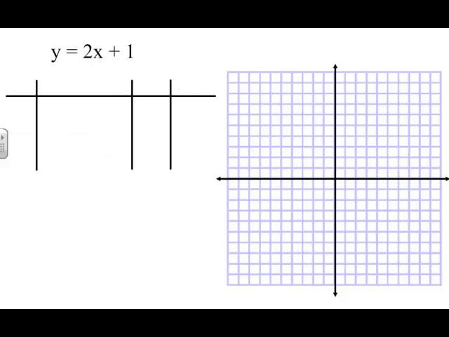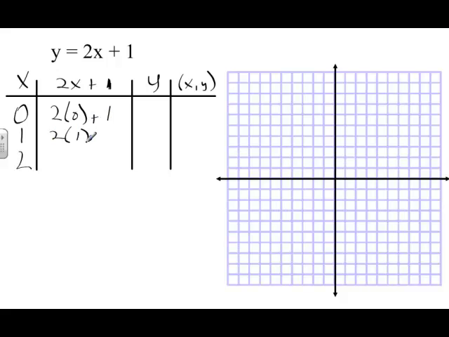Okay, next one. Our x, again, choose 0, 1, 2. Remember, you can choose whatever you want. I'm just telling you those are pretty easy to use. Then our y, then our ordered pair. So I'm going to have 2 times 0 plus 1, then 2 times 1 plus 1, then 2 times 2 plus 1. Okay, 0 plus 1 is 1, 2 plus 1 is 3, 4 plus 1 is 5. So our ordered pairs are 0, 1, 1, 3, and 2, 5.